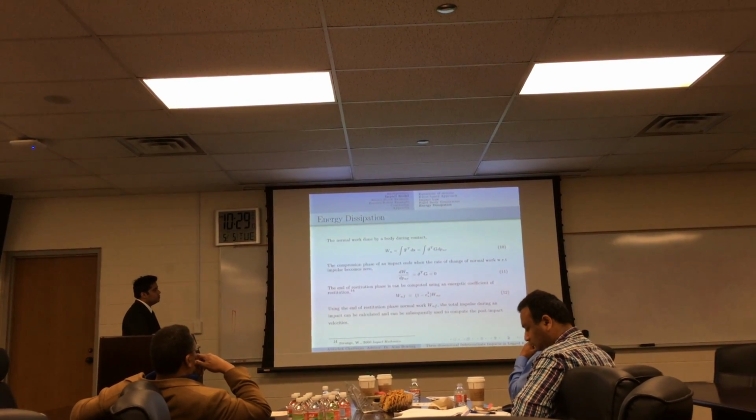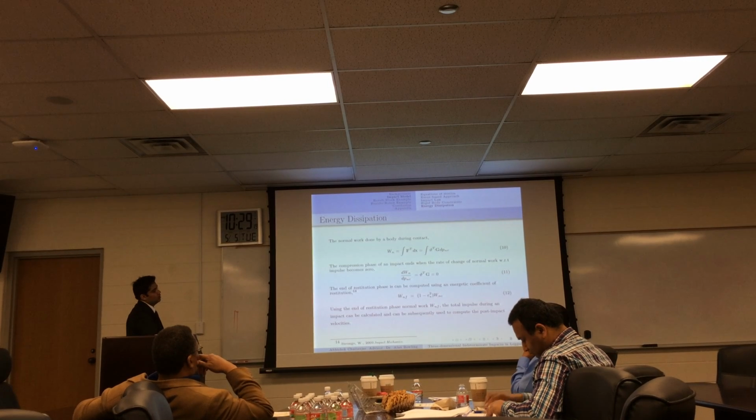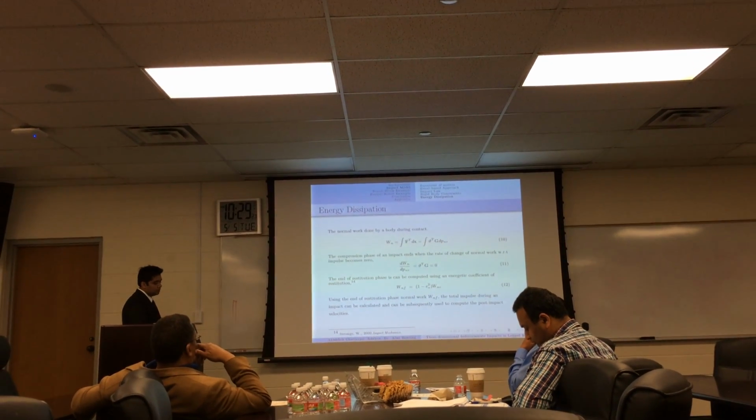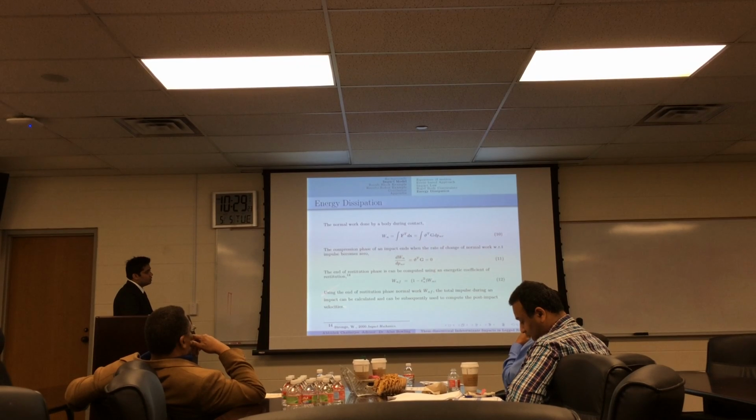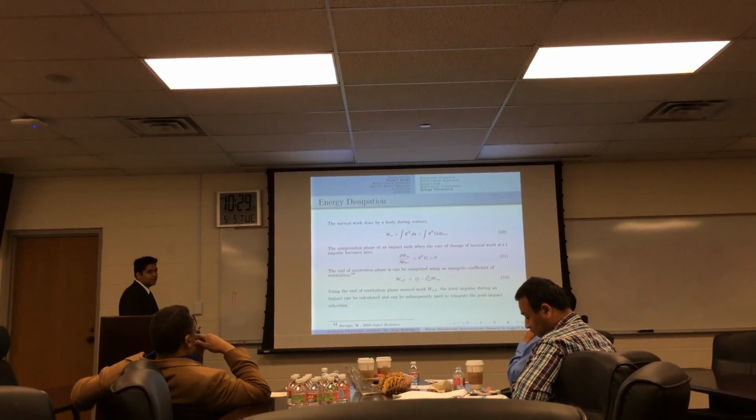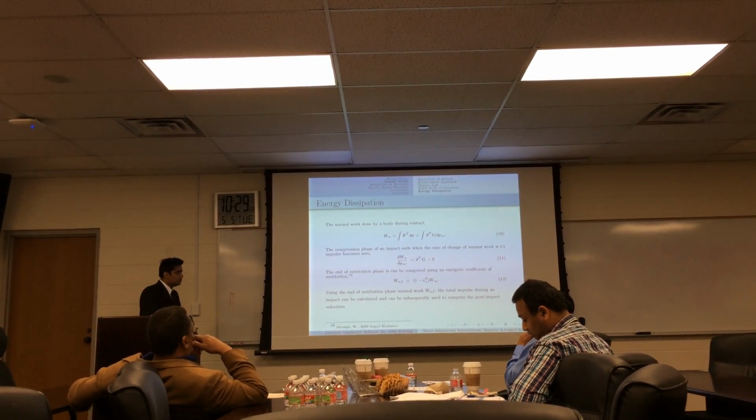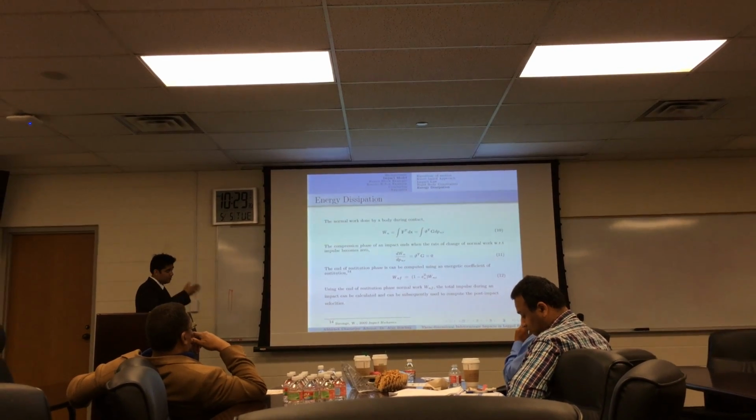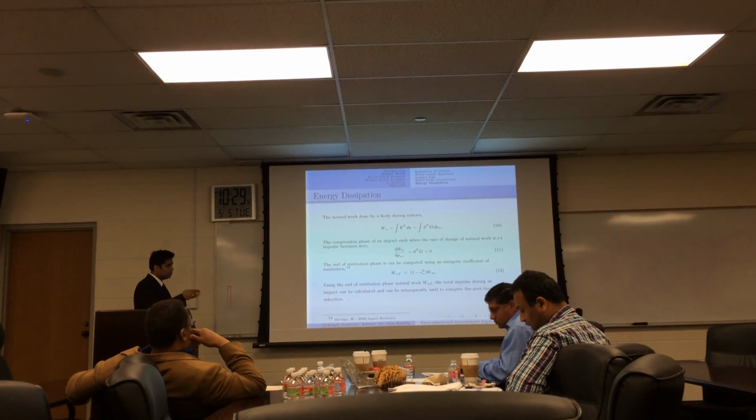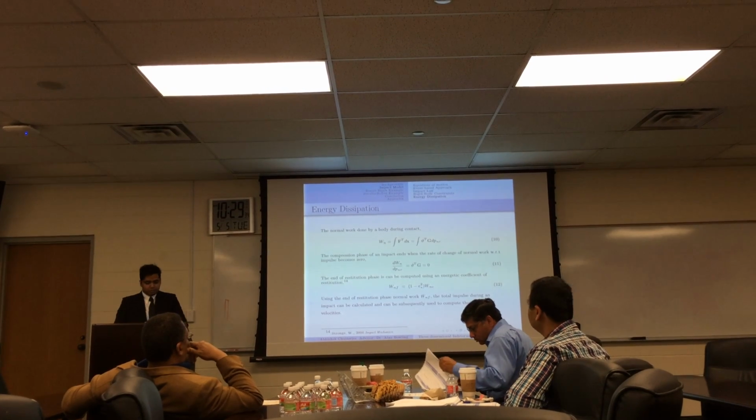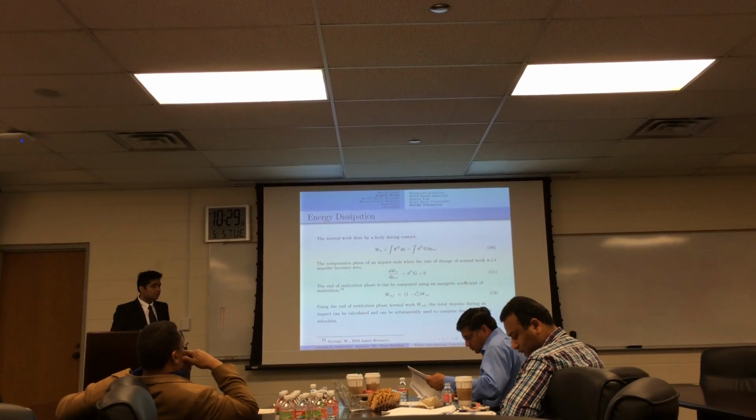So what we would do from this point is keep evolving the velocity, and when the normal work reaches this value, we would stop. Whatever velocity we get at that point would be the post-impact velocities to restart the simulation with.